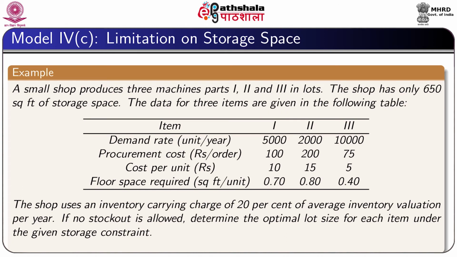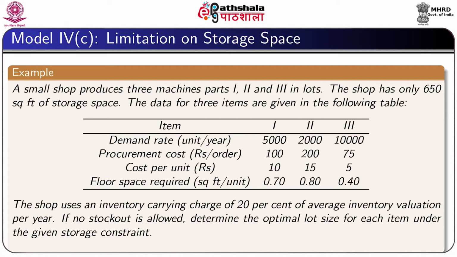Now, let us consider an example. A small shop produces 3 machine parts, part 1, part 2 and part 3, in lots. The shop has only 650 square feet of storage space. The data for the 3 items are given in the following table.